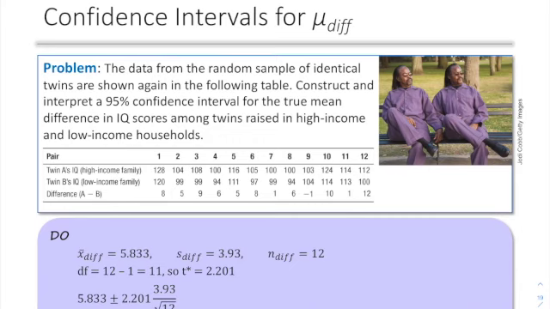Going back to the do step of the problem, if you're doing it on your calculator instead of by hand, notice this is all one sample. So you're just doing your confidence interval for t, a t interval.